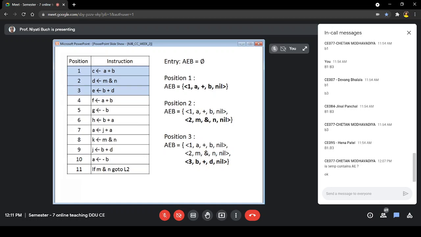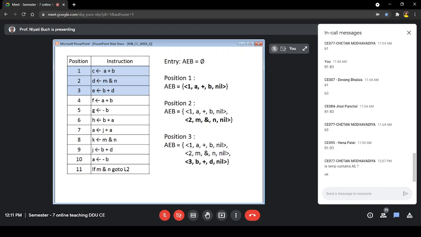Now looking at position number 2. In the second position, we have the expression m and n, and we are assigning it to d. Just see over here: do you have any common expression in your AEB? No, not so far. So what we have to do is add it. Because it does not exist, you have to add the necessary quintuple: 2, comma, m, comma, and, comma, n, comma, nil. This is the case at position number 2.